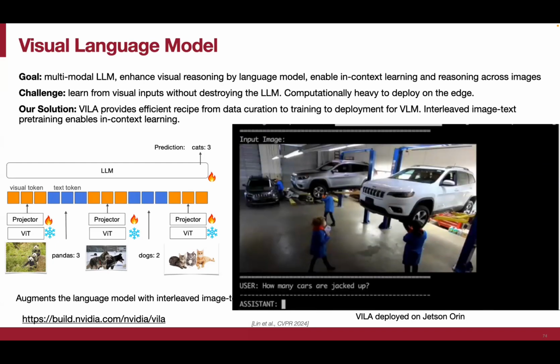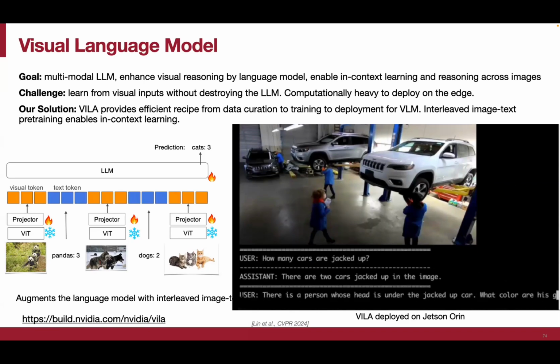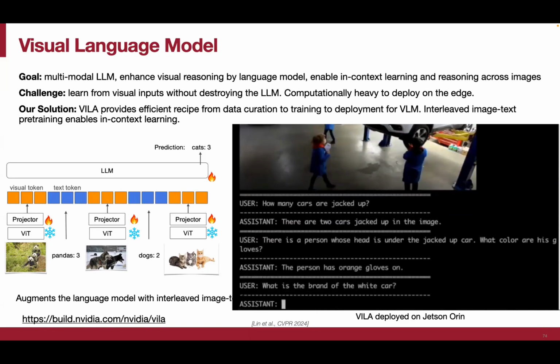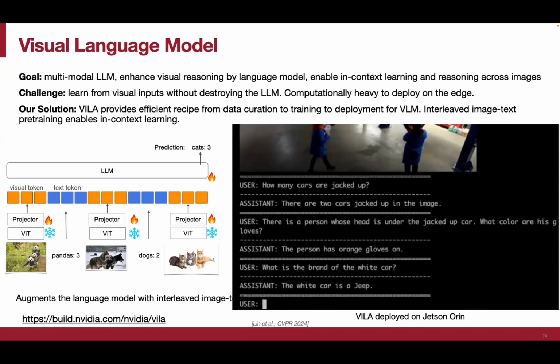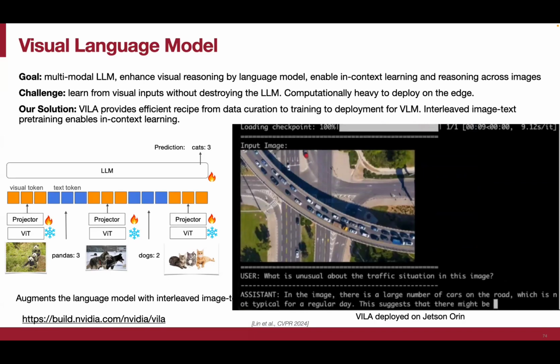Okay, so VILA provides an efficient recipe from data curation to training all the way to deployment for visual language models, even deployable on laptops. It's trained with interleaved image-text pre-training, which enables this in-context learning capability. And it's all fully open sourced, including the whole training pipeline.